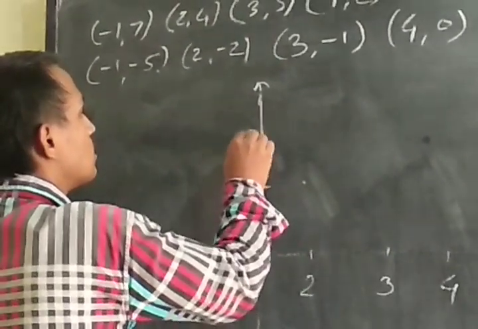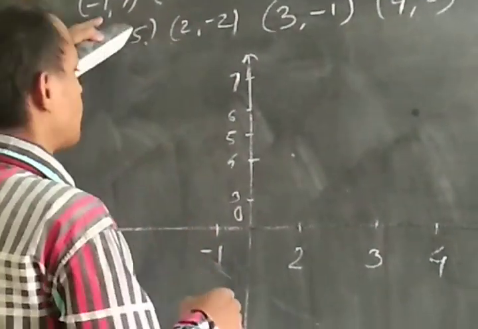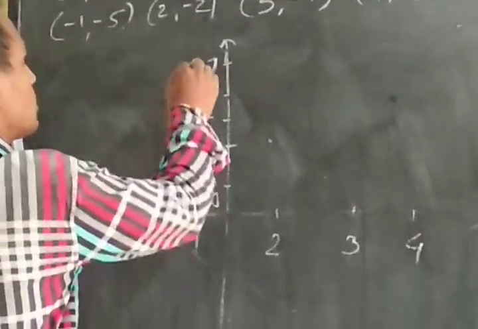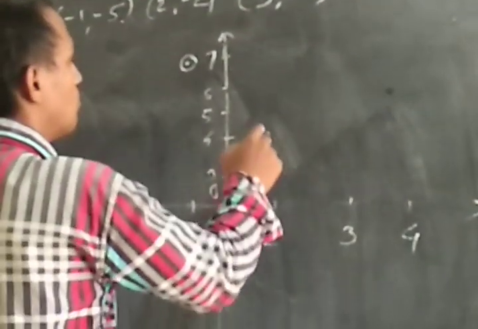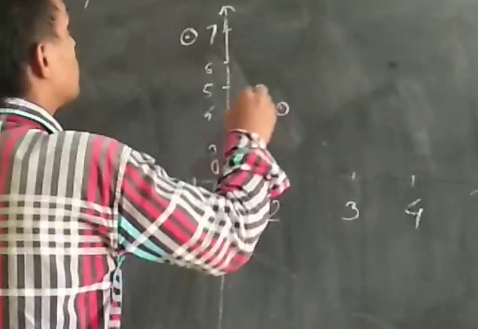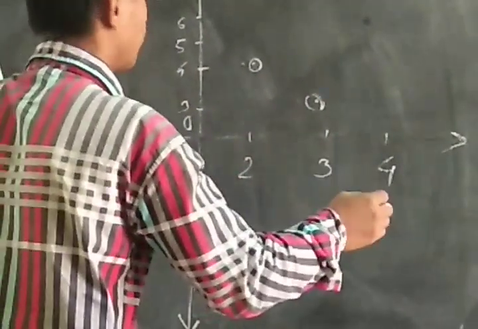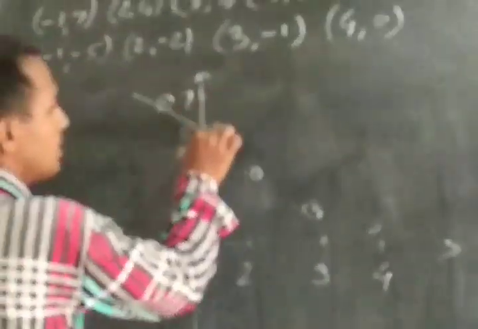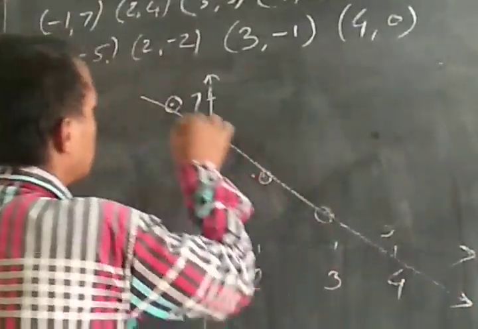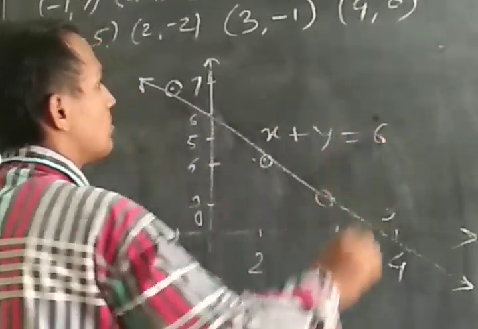If I take here 3, 4, 5, 6, 7. So the first point is minus 1, 7. The point will be here. 2, 4, the point will be here. Again 3, 3 here. And 4, 2 will be here. So by plotting this line, this is the equation of x plus y is equal to 6.